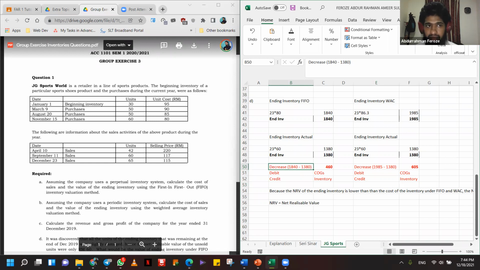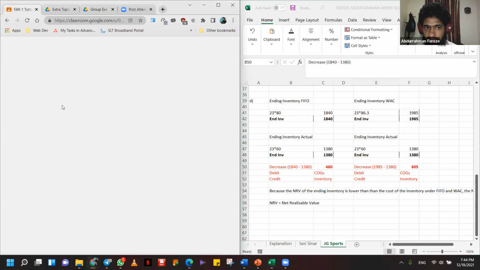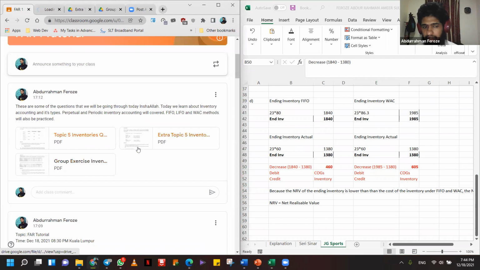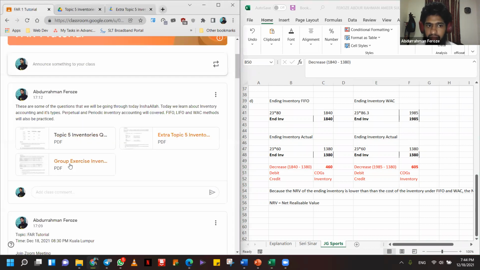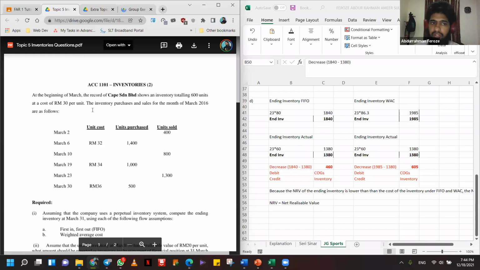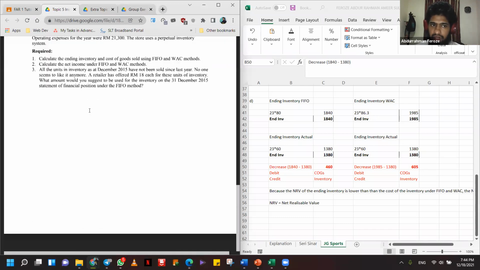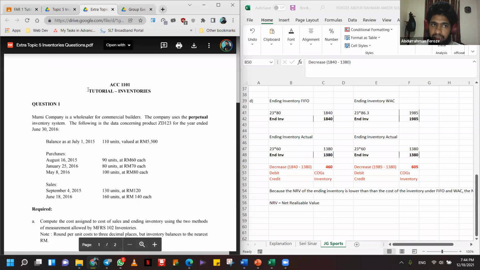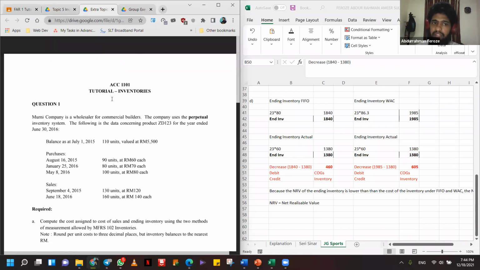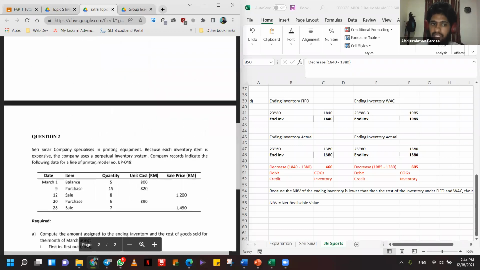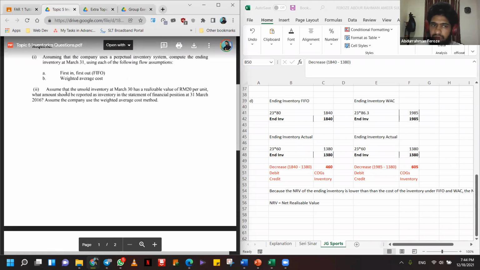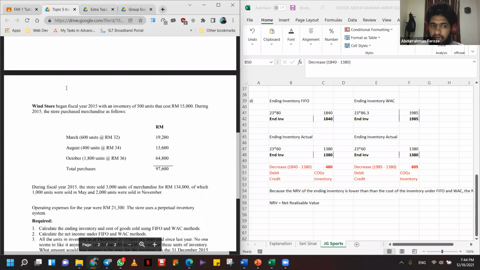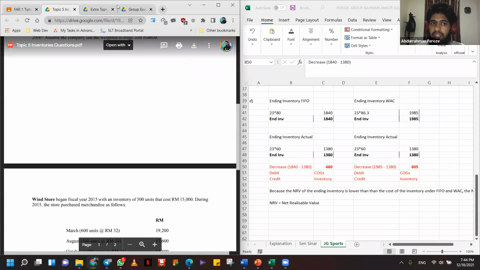I think it would be really great if you guys could practice this. I have uploaded 3 documents, right? In this document, there are 2 questions that I did not do either one. And in the extra topic 5 inventories questions, question 1 I haven't done. I did question 2, right? So if you can do this question and then the 2 questions here and test yourselves, that would be great. If you have any problems or issues, I can help you out, right?